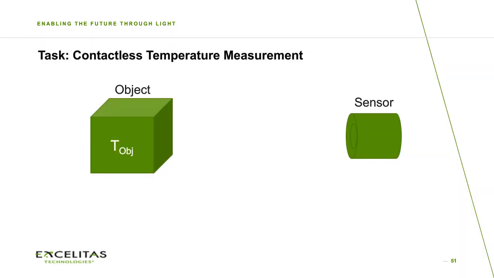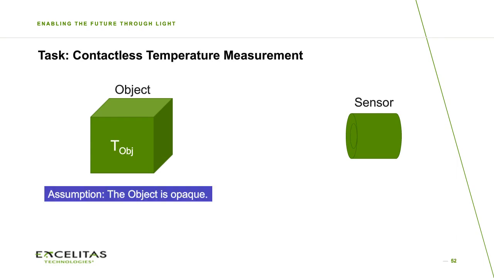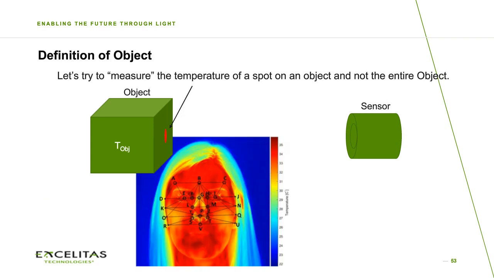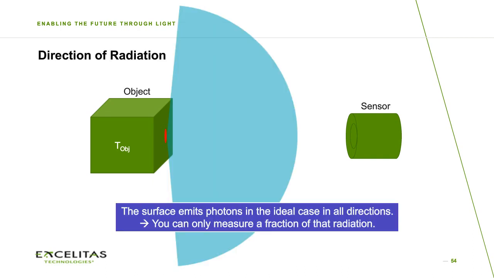So back to the object temperature measurement and the sensor on the right side. The object, I assume, is opaque, which means that the infrared light is coming from the surface of this object. So let's try to measure a spot on this object and not the entire object, because you have seen already at this picture that actually the forehead is not uniformly warm. So you want to have small spots measured at this forehead. This spot is emitting the photons in all directions. But you can only measure a fraction of this radiation. So how do you do it?